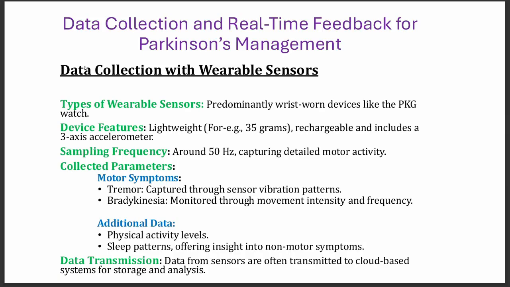This is important because of the tremors that a patient affected by Parkinson's disease is facing. And the 50 hertz sampling frequency helps in capturing the detailed motor activity. So the tremors are captured through the sensor vibration patterns, and also the bradykinesia, that is the slow movement of the patient, is detected by these wearable sensors.